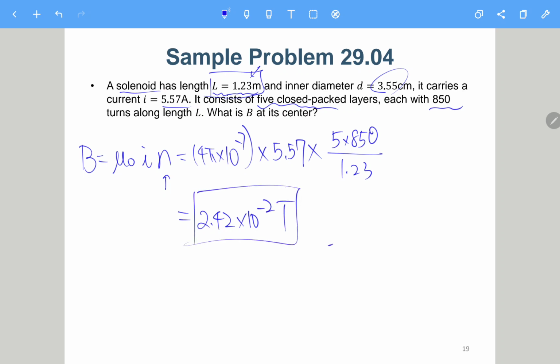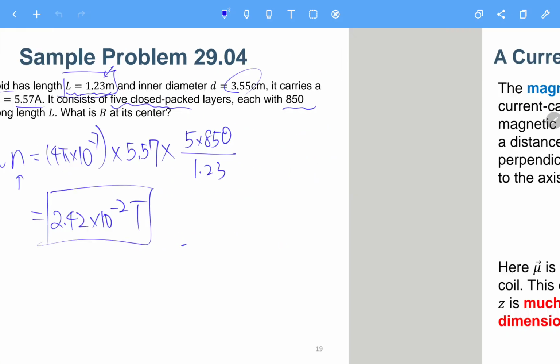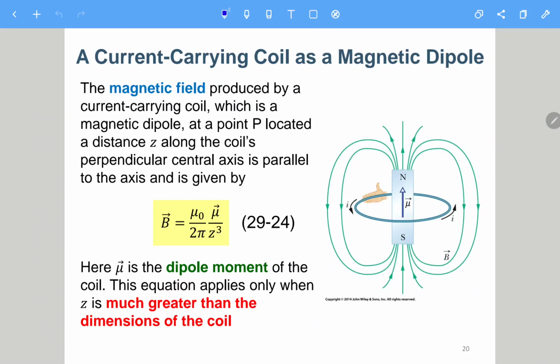So this sample problem is pretty easy. We just need to use B equals mu 0 I n. Next, we talk about the current carrying coil as a magnetic dipole.